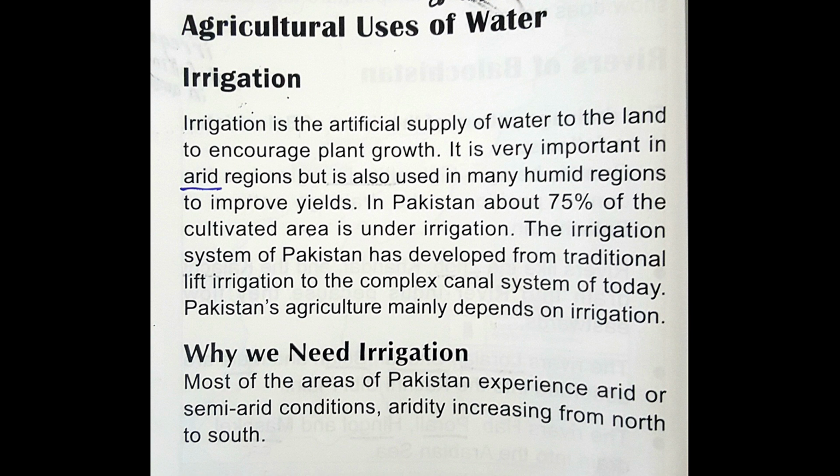In Pakistan, about 75% of the cultivated area is under irrigation. As we know very well, agriculture is the main profession of the people of Pakistan. For this purpose, 75% of the cultivated area is under irrigation. The irrigation system of Pakistan has developed from traditional lift irrigation to the complex canal system of today. Pakistan's agriculture mainly depends on irrigation.